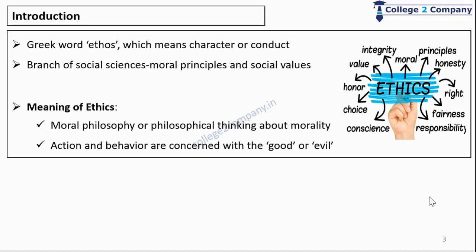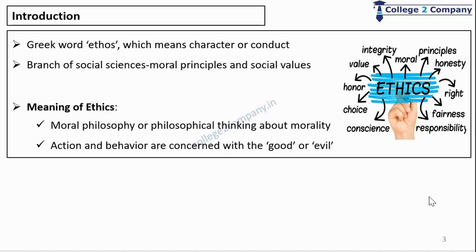You know well, any English word is either a contribution by Greek or Latin. Here also the word ethics is a contribution from the Greek word ethos, that means character or conduct. Ethics is a branch of social science wherein it tells us about what is right and wrong, what is good and bad, what is fair and unfair, and all this proper and improper in respect of human action, right?